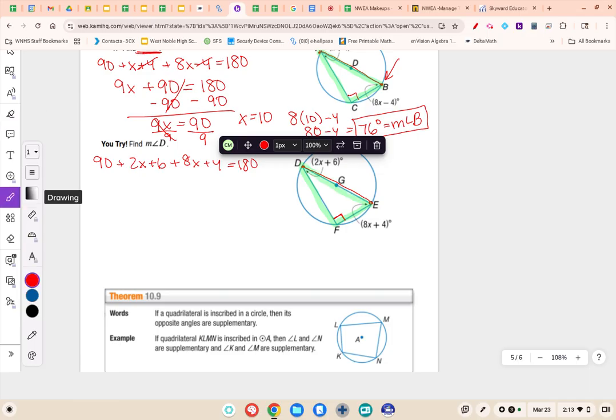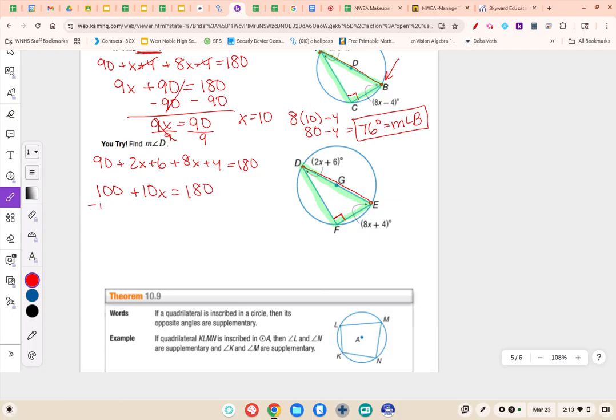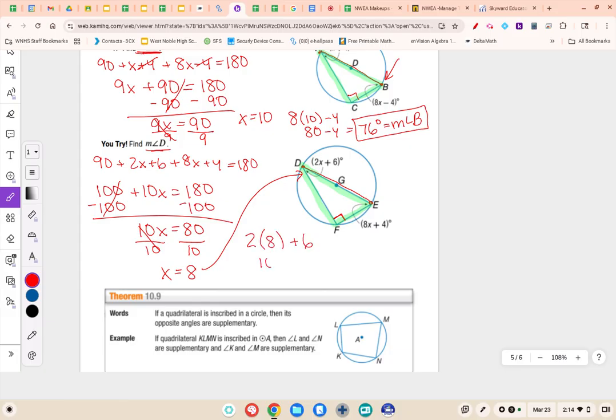So we combine like terms, we get 100 plus 10x equals 180. Subtract 100 on both sides. 10x is 80. So x is 8. We are finding angle D, so we do have to plug it in specifically to that angle. So we get 16 plus 6, which is 22 degrees for the measure of angle D.